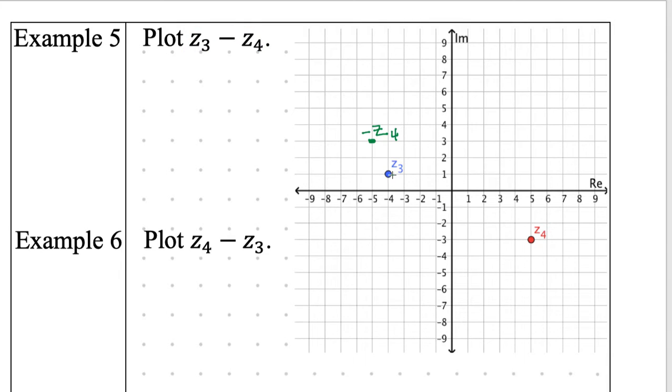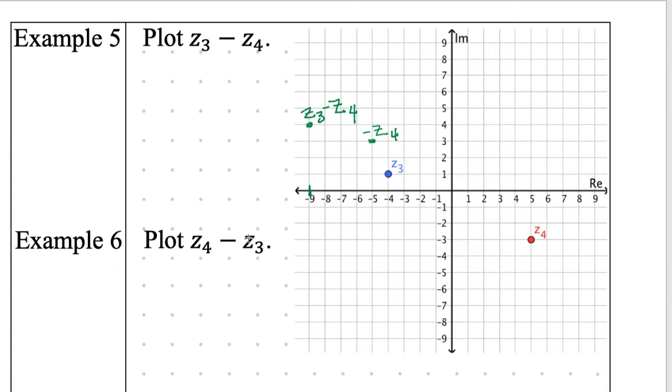When I do that, if I went left 4 and then left 5, adding negative 4 and negative 5 gives you negative 9. And then finally, if I went up 1, up 3, I'm going to go up 4. I'm just adding this height to this height. That's going to be 1, 2, 3, 4, right there. All right, and I'm going to call this point z3 minus z4.